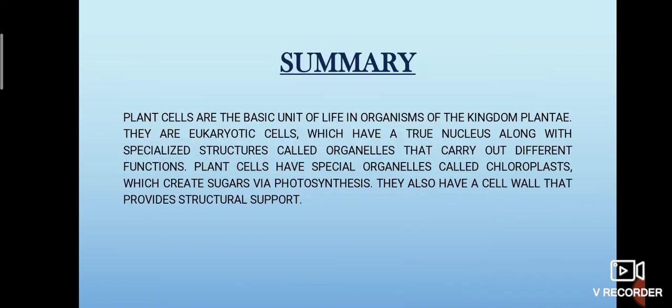Summary. Plant cells are the basic unit of life in organisms of the kingdom Plantae. They are eukaryotic cells which have a true nucleus along with specialized structures called organelles that carry out different functions. Plant cells have special organelles called chloroplasts which create sugar via photosynthesis. They also have a cell wall that provides structural support.